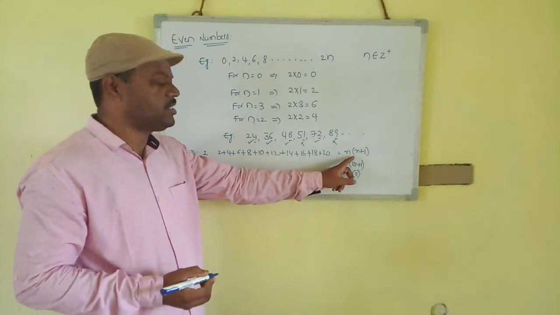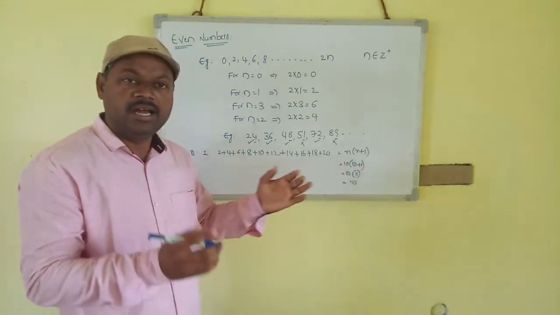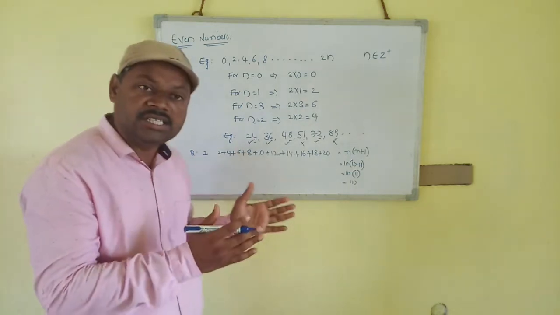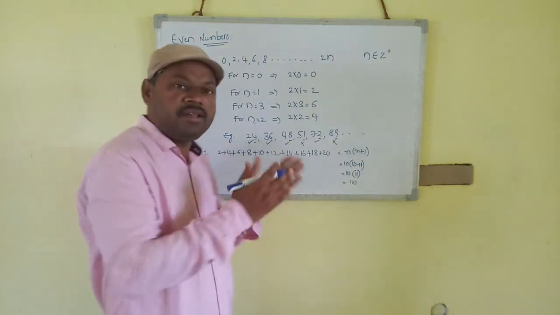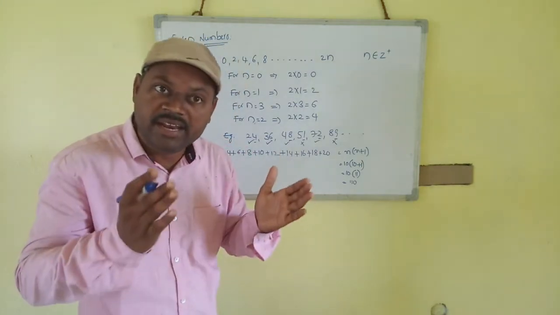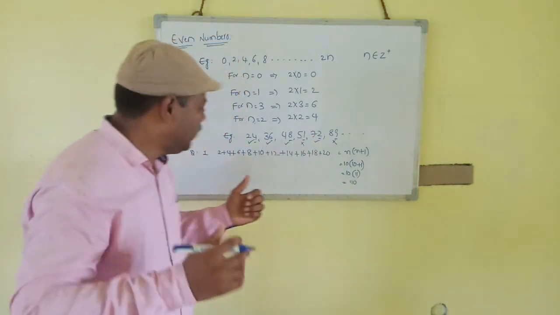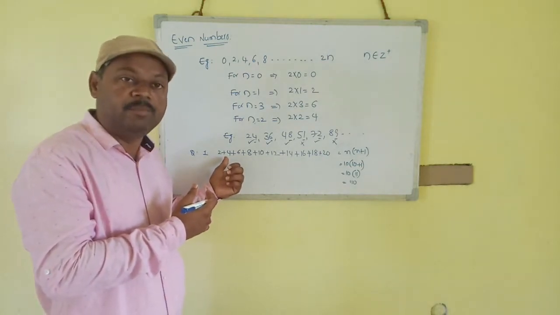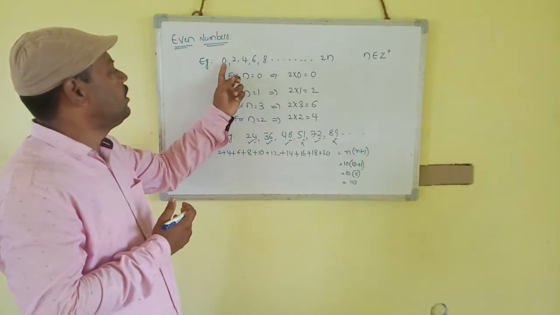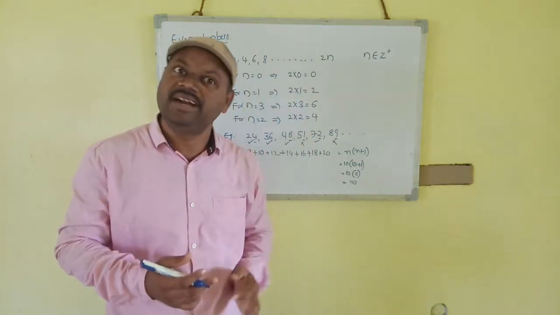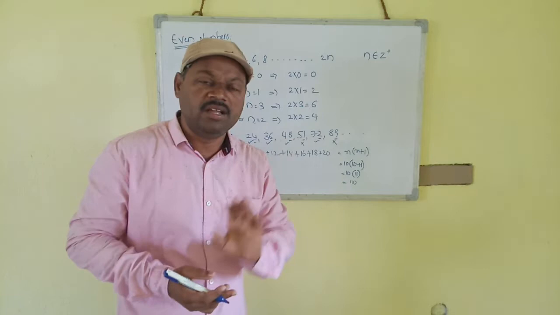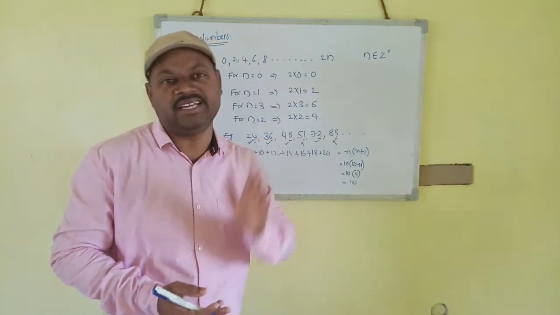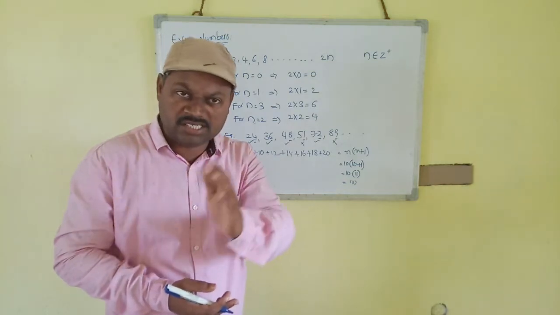Okay, so this is the simple formula to find the sum of the first n even natural numbers. Why did we not take 0 here? Because 0 is not a natural number. Natural numbers start with 1, 2, 3, 4, like this.